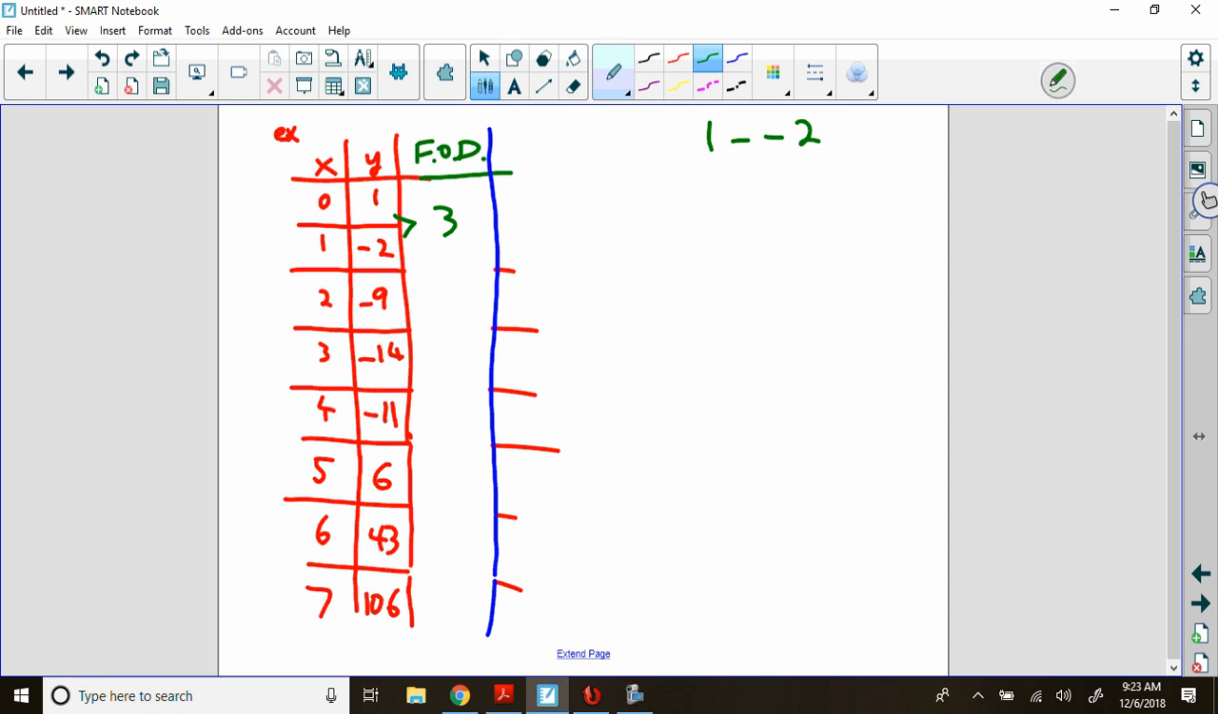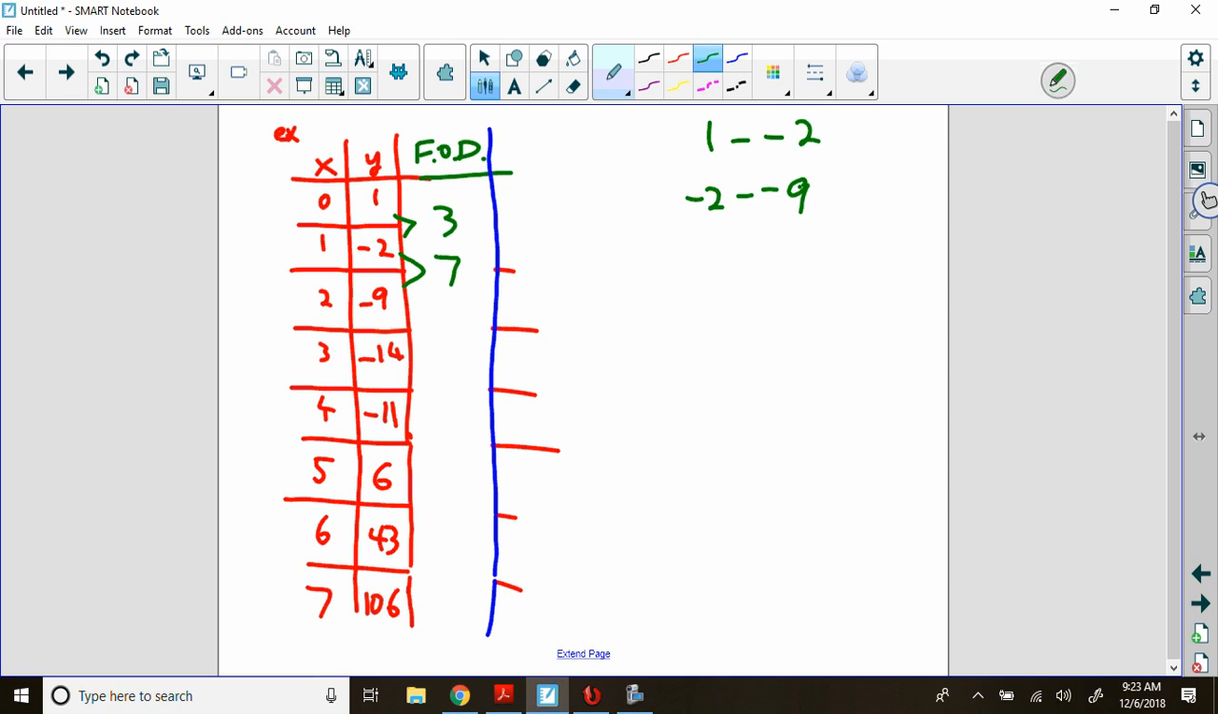So the next time, I'm going to take negative 2 minus minus 9. So what's negative 2 minus minus 9 going to be? Well, it's going to be negative 2 plus 9. It's going to be 7. Now, are 3 and 7 the same? No. So that tells me right off the bat, this is not linear, which I kind of knew already. Okay, so I got to keep going.